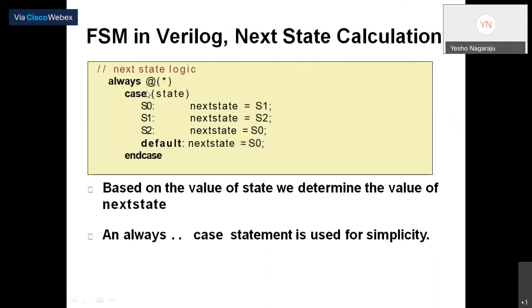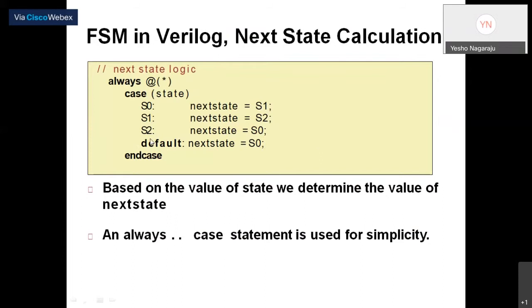Next state is a combinational block. It's not a sequential block. That's why it has always @(*). And case state: when you are in state S0, next state is going to be S1. When you are in state S1, next state is going to be S2. When you are in state S2, next state is going to be S0. By default, next state would be S0.